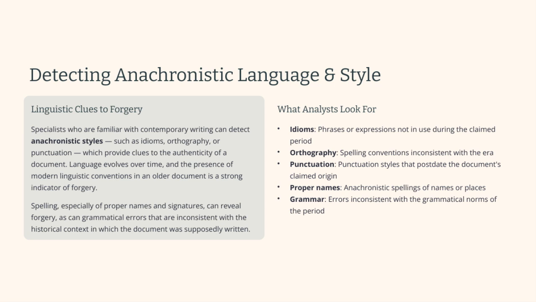Spelling, especially of proper names and signatures, can reveal forgeries. Similarly, inconsistent grammatical errors can suggest the document isn't authentic. Experts familiar with contemporary writing styles can detect anachronistic language, such as out-of-place idioms, orthography, or punctuation, that doesn't fit the historical context. Language naturally evolves, and when we find modern linguistic features in an older document, it's a strong indicator that it might be a forgery.